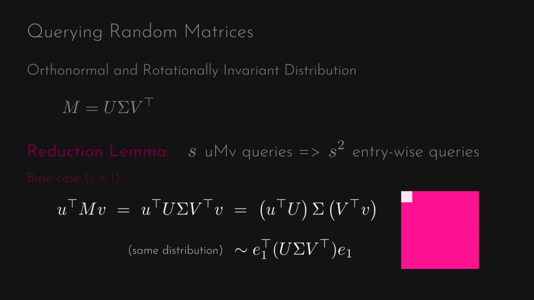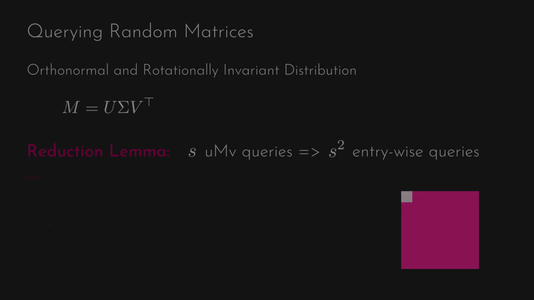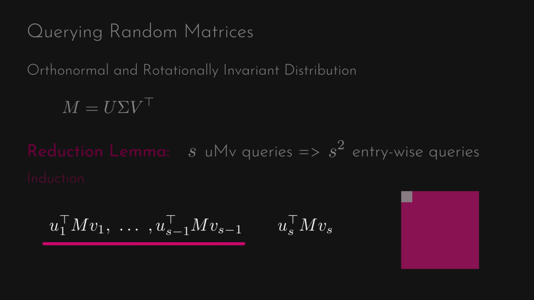The rest of the proof is by induction, and you can find the full details in the paper. The main idea is that we can take any S queries in the UMV model, and we can simulate the first S-1 by using (S-1) squared entry-wise queries by induction. And then, for the last query, we can write things down using orthogonal projections. We show how to fill in the missing information, so to speak, by making S squared entry-wise queries in total. And in fact, we can just look at the S squared entries in a corner of the matrix.